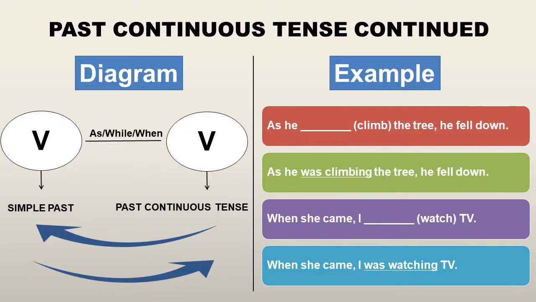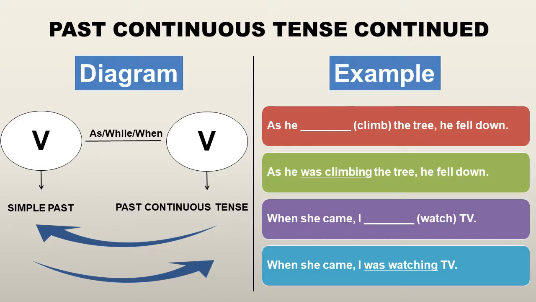Let us talk about past continuous tense a bit more. As you can see on the screen, on your left side there is a diagram, and on your right side there are four sentences. These are examples. Let us talk about the diagram first. In the diagram, there are three parts actually. If you see the circles within which V is written, there are two circles. V indicates verb. So these are two parts, and the part where as, while, or when is written is another part which indicates signal words.